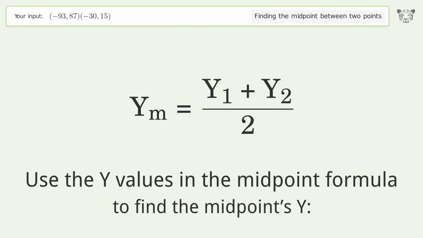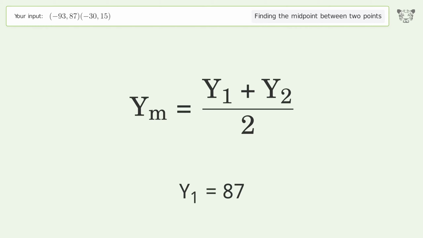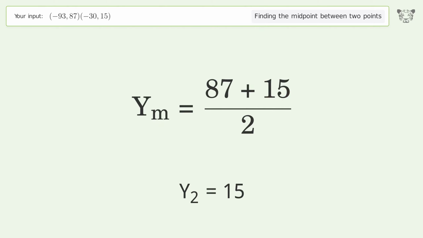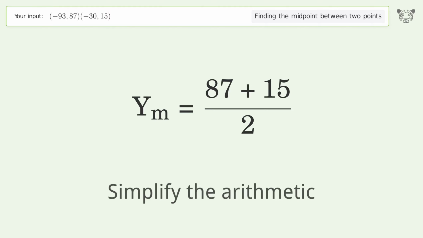Use the y values in the midpoint formula to find the midpoint's y. y1 equals 87. y2 equals 15. Simplify the arithmetic.